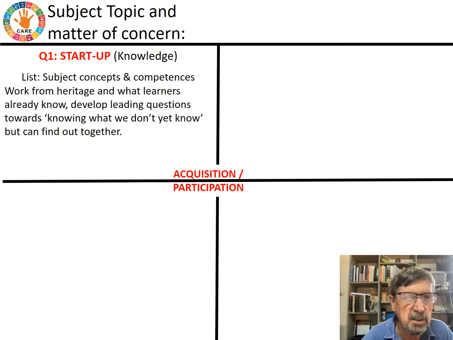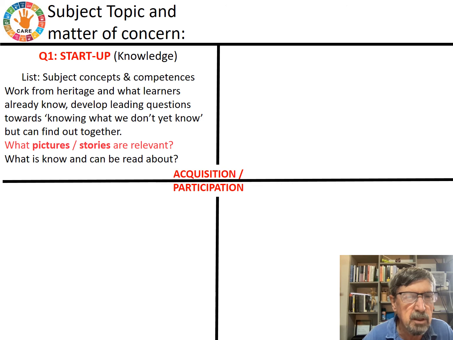What knowledge does the curriculum specify that we need? What heritage could be included? And what are the leading questions that might be important? And a key little trick that really sparks the students and teachers being able to work together is to ask the question that Hela Lotsasitka often reminds us of, knowing what we don't yet know. So do we know what we don't yet know, so that can guide our thinking and our learning together as we work from pictures and stories that are relevant, and what is known and what can be read about allows the framing of the knowledge component of the curriculum.